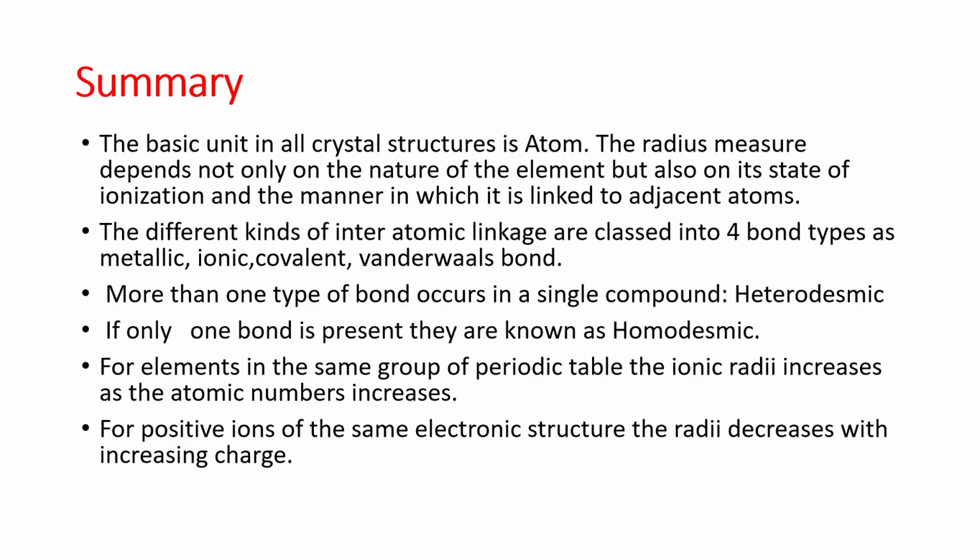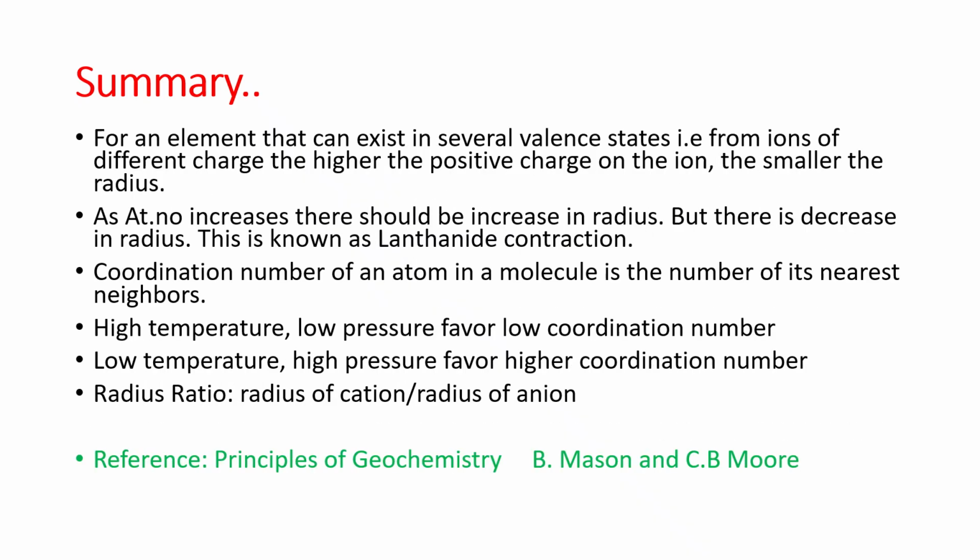For elements in the same group of the periodic table, the ionic radii increase as the atomic number increases. For positive ions of the same electronic structure, the radii decrease with increasing charge. For an element that can exist in several valence states, that means ions of different charge, the higher the positive charge on the ion, the smaller is the radius. And as the atomic number increases, there should be an increase in the radius, but there is a decrease in the radius. This remarkable feature is known as lanthanide contraction.